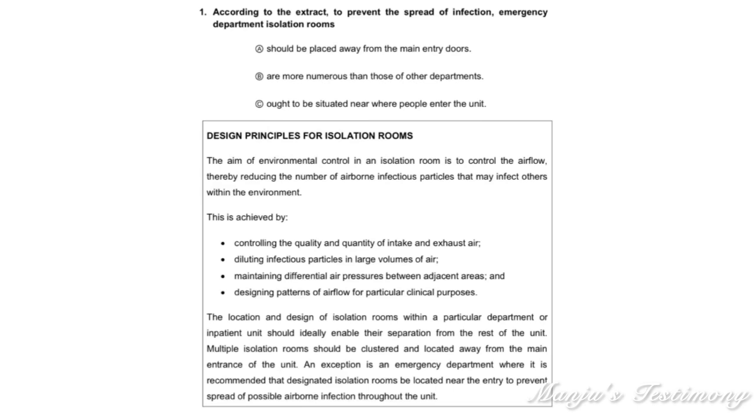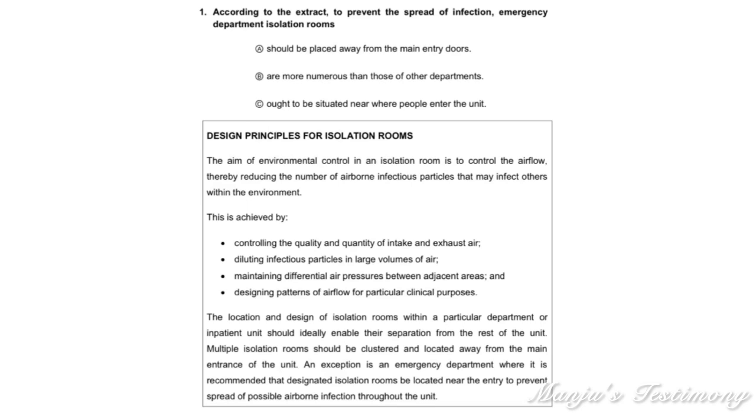And option C, are more numerous than those of other departments. No, we haven't seen that there are numerous isolation rooms in the emergency room. It is just talking about the location, right? They just talk about the emergency room in the last sentence only, and they talk about the location of the isolation room. They did not say anything about the number or how many isolation rooms there should be in the emergency room. So option B, are more numerous than those of other departments? No, nothing is there.